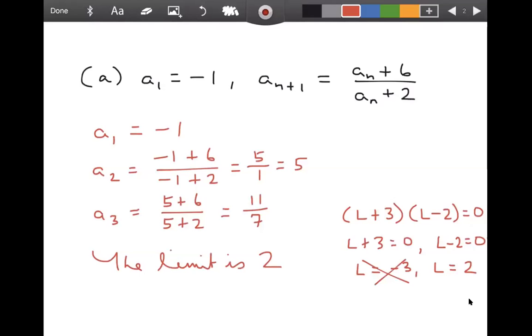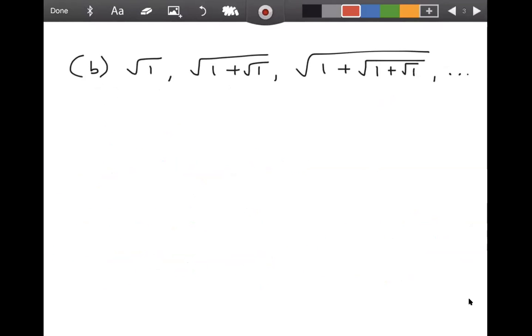All right, next example. This is a fun one. So the sequence goes square root of 1, and then the square root of 1 plus the square root of 1, and then the square root of 1 plus the square root of 1 plus the square root of 1, et cetera, et cetera. So it's helpful if you can write the recursion formula for this sequence.